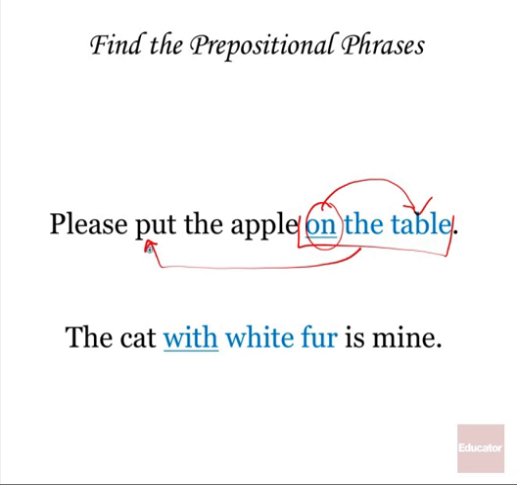Okay, here we have the cat with white fur is mine. The preposition with, the object fur, and the prepositional phrase with white fur. The cat with the log. But in this case, the prepositional phrase with white fur modifies the noun cat. What kind of cat? A cat with white fur. So in this case, the prepositional phrase is doing the job of an adjective. See how it works?